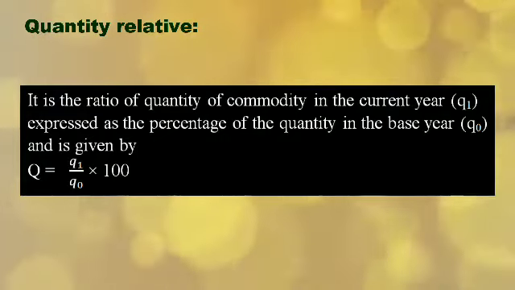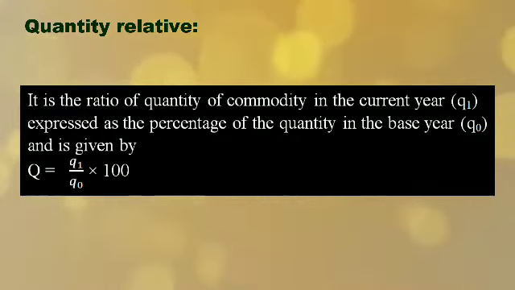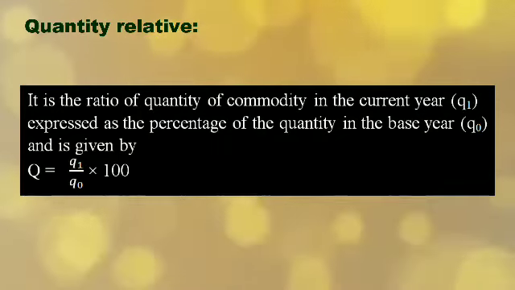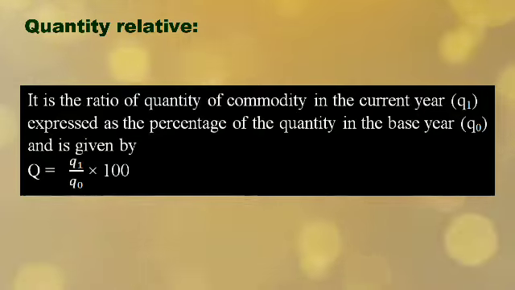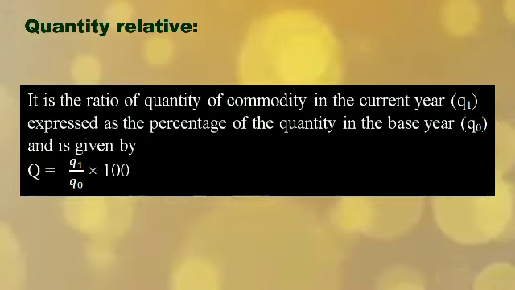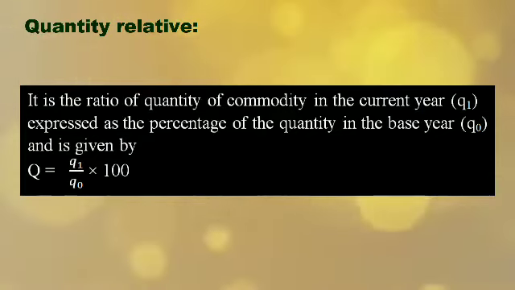So the first formula, price relative, capital letter P equal to small letter p1 divided by small letter p naught multiplied by 100. So right hand side the small letter values, the values that are given in the question. On the left hand side the value that you are going to compute will be denoted as capital letter P. If it is quantity relative, capital letter Q. So Q equal to small letter q1 by q naught multiplied by 100.